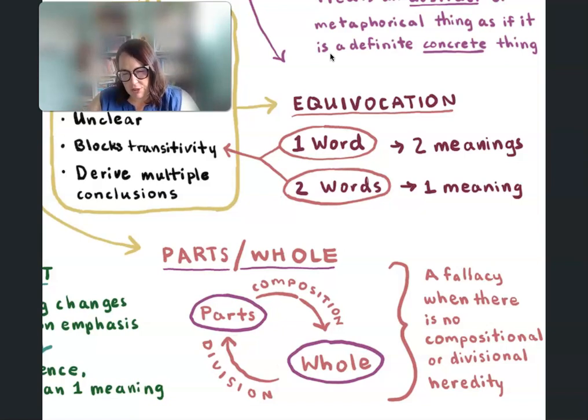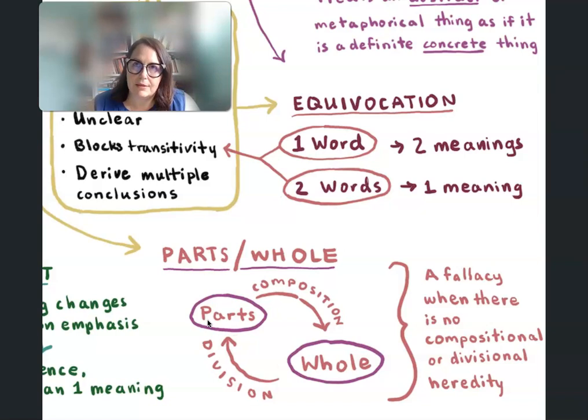And the division goes from properties of the whole to property of the parts. That's why I like these arrows. Composition, we're going from parts to whole. Division, we're going from whole to parts. And so basically we're saying a property like the Edmonton Oilers is a great hockey team. Therefore, every member on it is a great member or whatever. We're taking properties from the whole and dividing it.